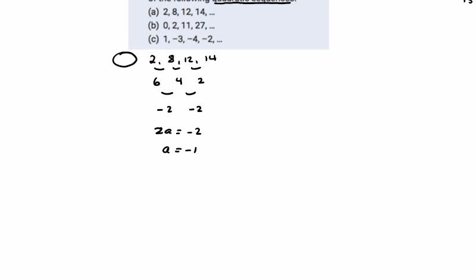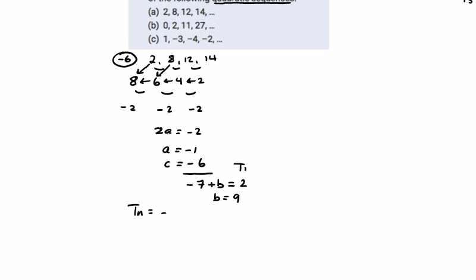Term 0, we're going up this time, 2 to 4, 4 to 6, this difference would need to be 8 to keep a minus 2 difference below. And then 8 minus 6 is 2, 2 minus 8 is minus 6, C is equal to minus 6, and then these two added together, A plus B plus C is equal to term 1, which is equal to 2. So B would have to be equal to 9. So Tn for this one looks like it's minus 1n squared plus 9n plus C, which is minus 6. Let's check term 2.